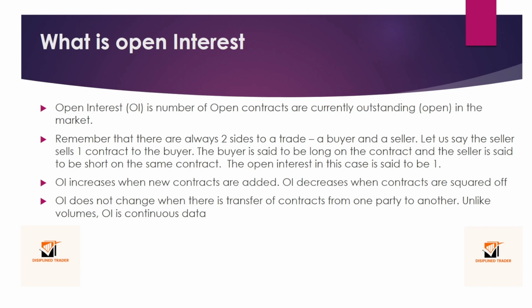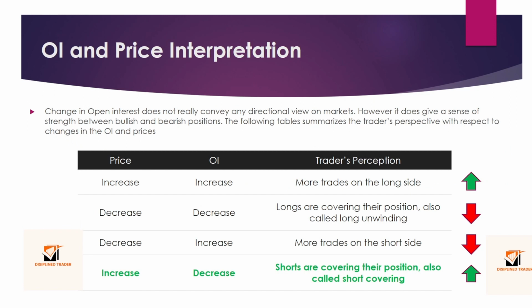Now in simple terms, when OI increases, new contracts are getting added. When OI decreases, the contracts are getting squared off. OI does not really change when there is a transfer of a contract from one party to another, unlike the volumes, and it is more of a continuous data. Now I'll explain the price interpretation between the OI and how the price structure is moving.